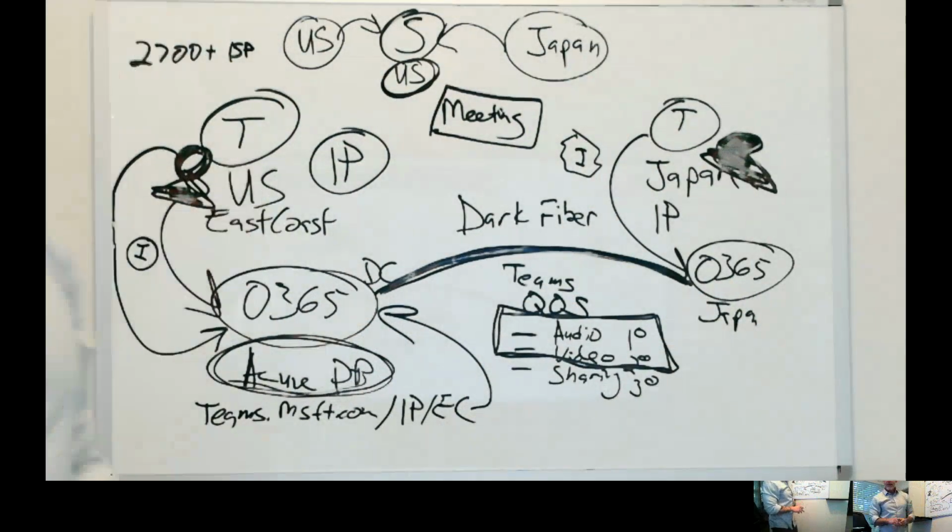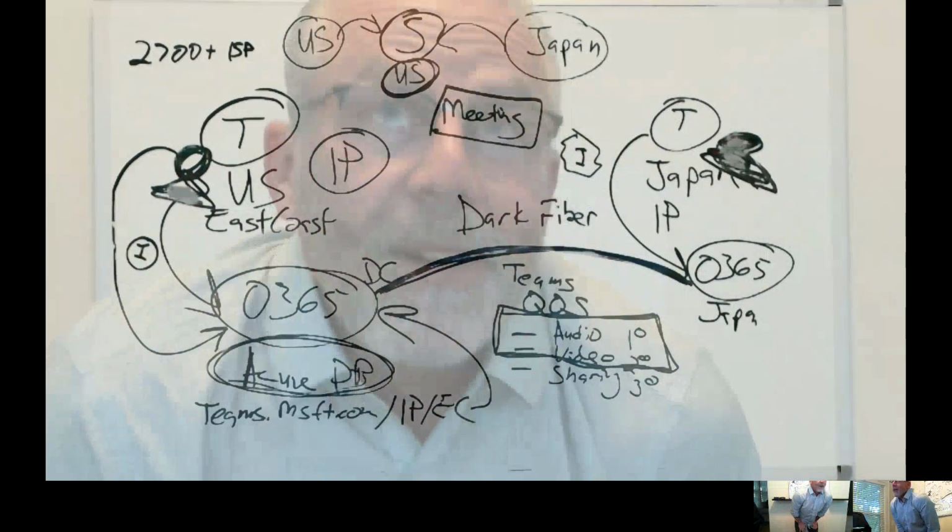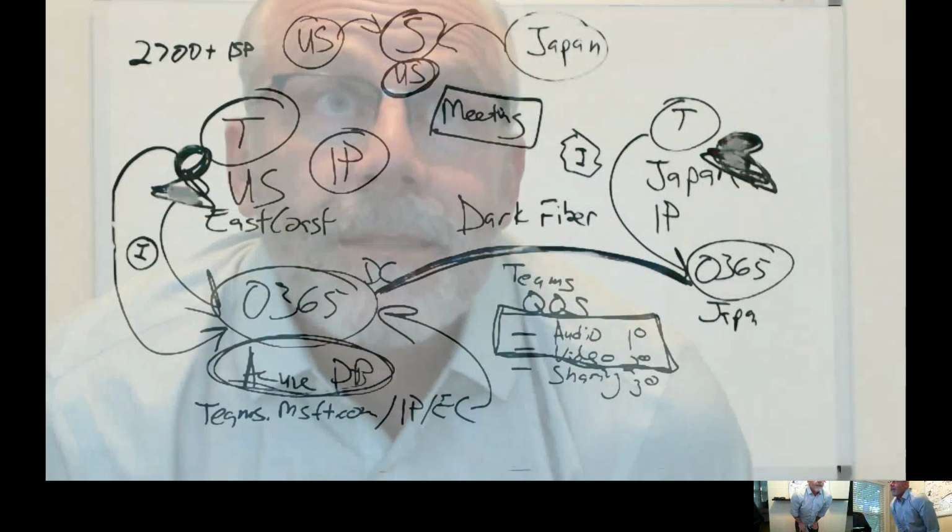That is a quick rundown of Teams architecture, network architecture, and whiteboard analog integration. That's pretty slick.